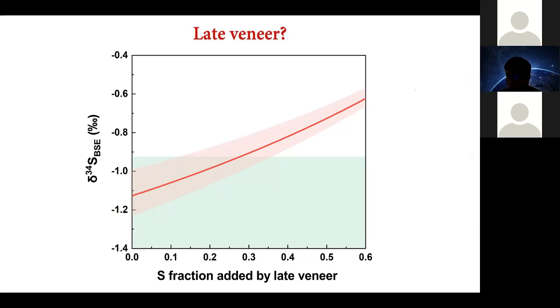However, the sulfur isotope composition in the BSE will be close to those of chondrites if the amount of sulfur added by the late veneer is too high. So it's a mass balance to reproduce the sulfur abundance and sulfur isotope compositions of the BSE. The amount of sulfur added by the late veneer to the BSE should not exceed 13% of the present-day BSE sulfur abundance.